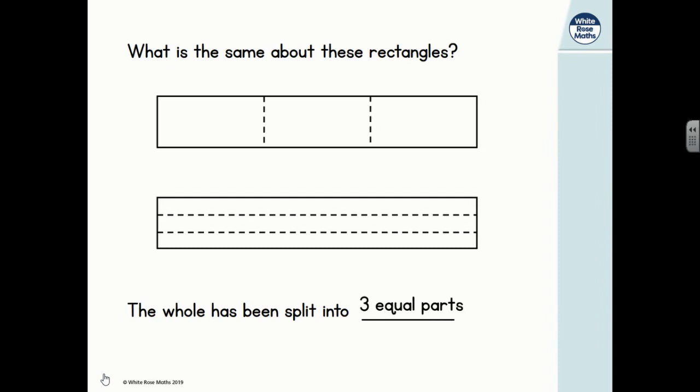Whenever we're looking at fractions, we have to ask ourselves, what is the whole? And in this case, the top rectangle is the whole, and it's been split into 3 equal parts. And then the bottom rectangle is the whole, and it's been split into 3 equal parts. The parts look very different, don't they? But in both cases, they're 3 equal parts. And that's the most important thing.